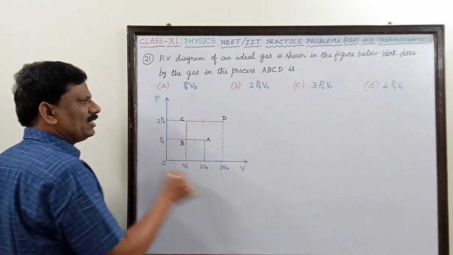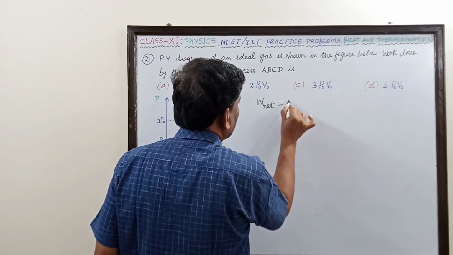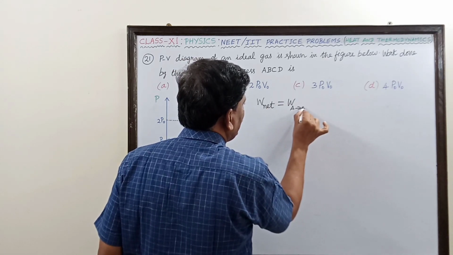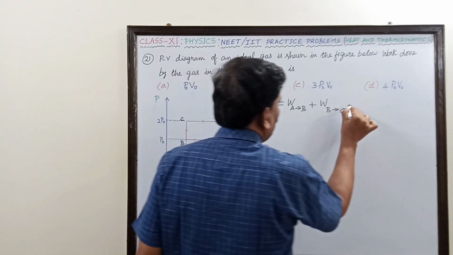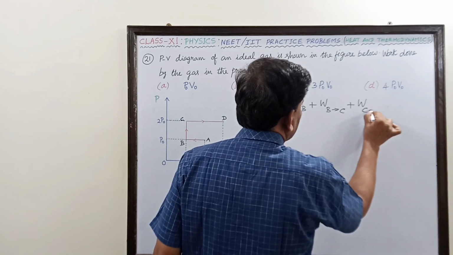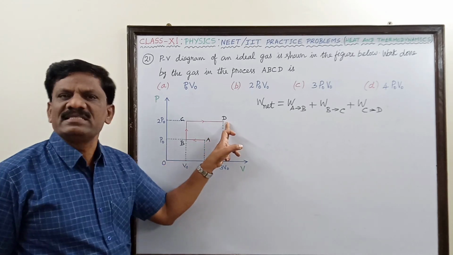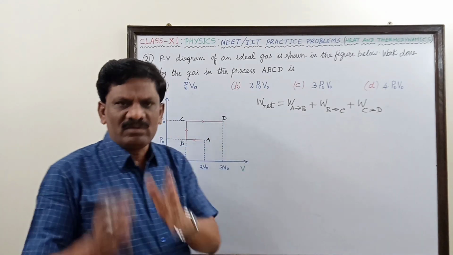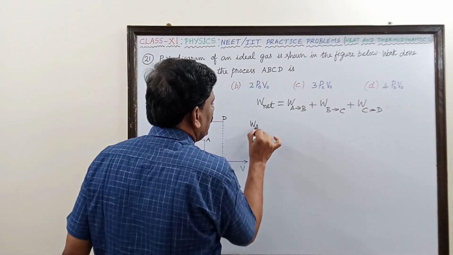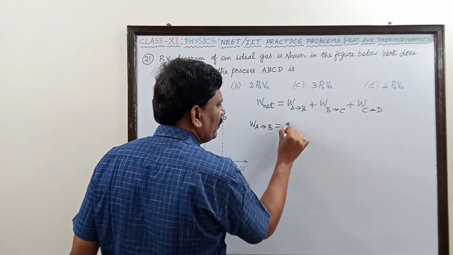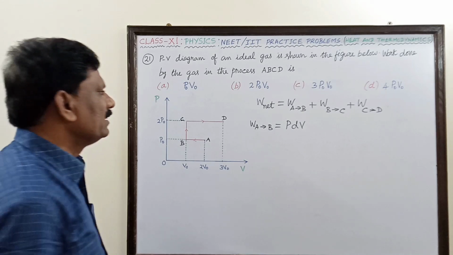Now, what is the total work done? W net, the total work done, is equal to the work done from A to B plus the work done from B to C plus the work done from C to D. D is the final step. So in these three steps we have to find the work done. The first one is the work done from A to B. This is equal to the integral of P dV. This is the general expression for finding the work done, is it not?